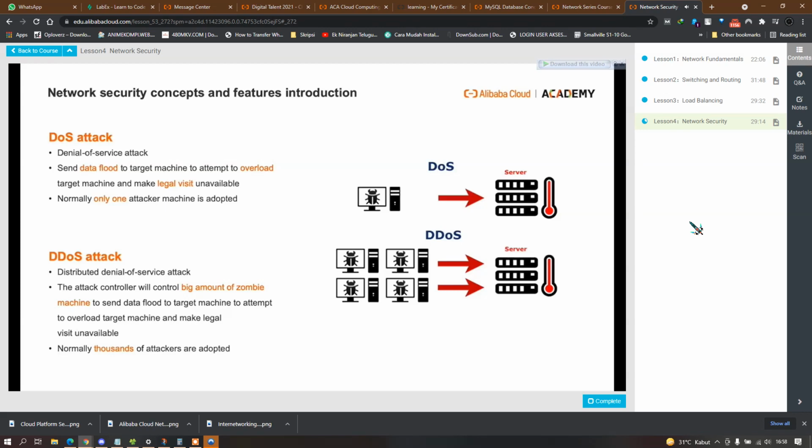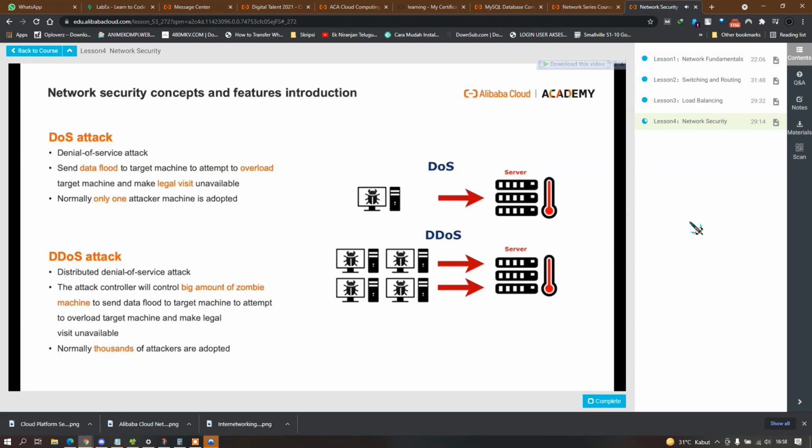But normally for a DoS attack, only one or a few attacker machines will be used. So a DoS attack is easy to block, because the attacker is just one or a few. It is easy to just block the IP address of the attacker. Then you can protect your server from being attacked, right?